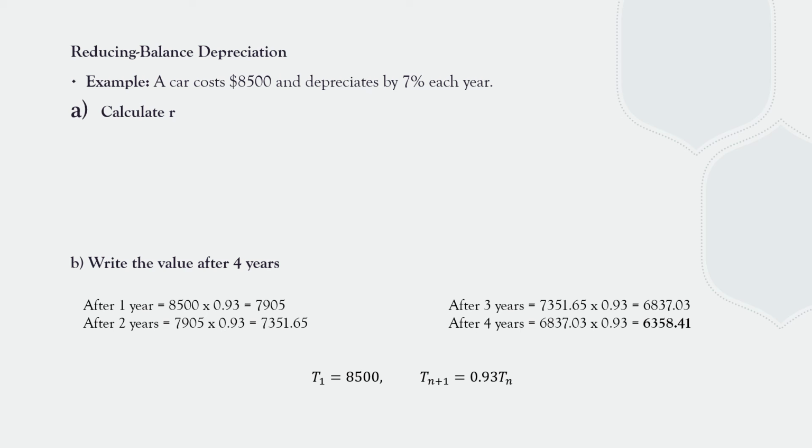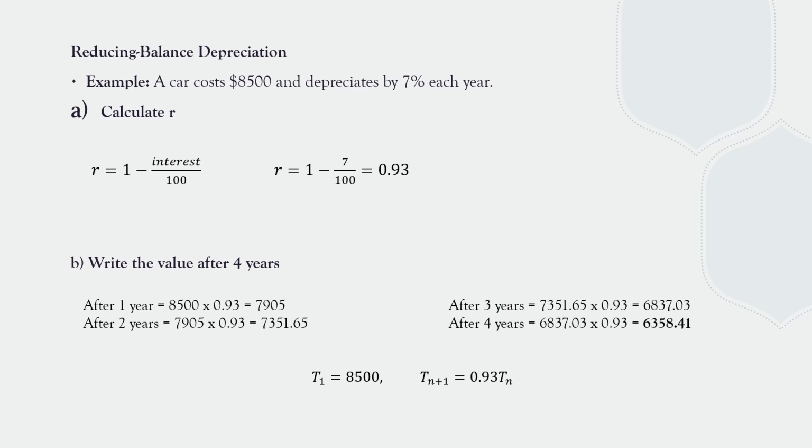And lastly, reducing balance depreciation. All right, so here we've got a car. It costs $8,500 and depreciates by 7% each year. So remember, depreciation is where things lose value over time. For this first one, we can calculate R. Much the same, except this time we are subtracting rather than adding in that R value. So 1 minus the interest over 100, my interest being 7%. So 1 minus 7 over 100 is equal to 0.93. So that's my R value.